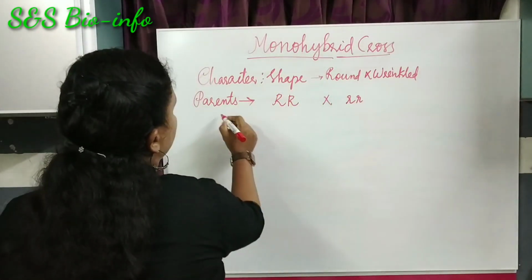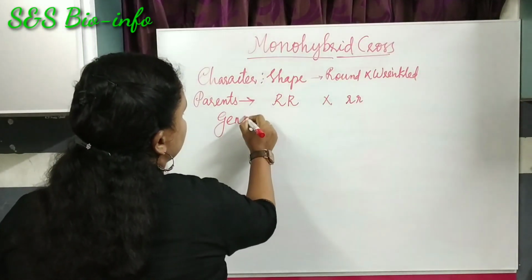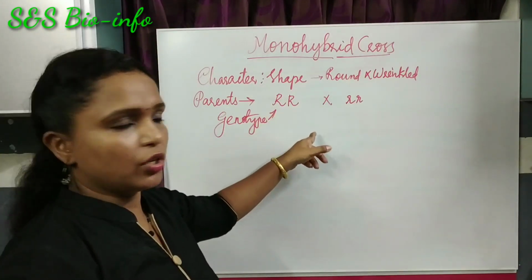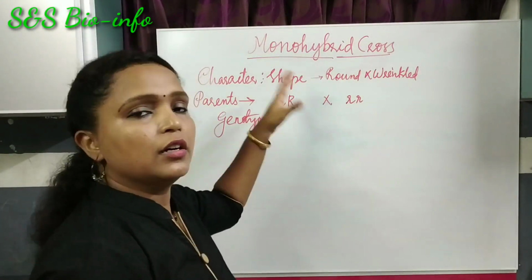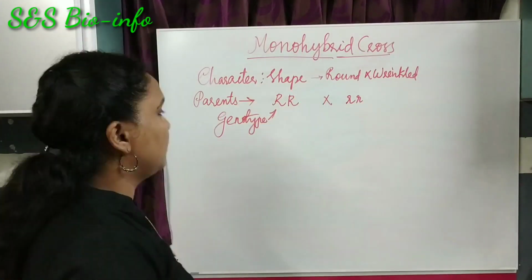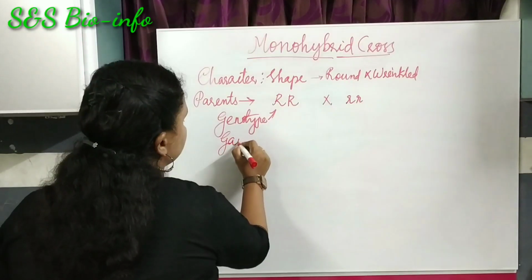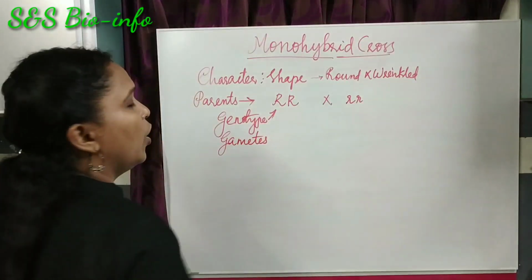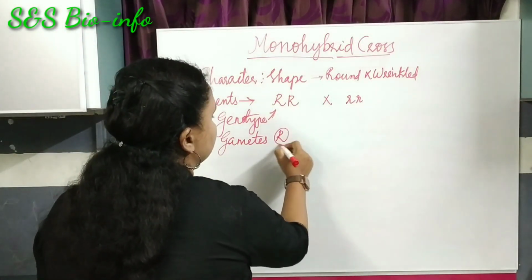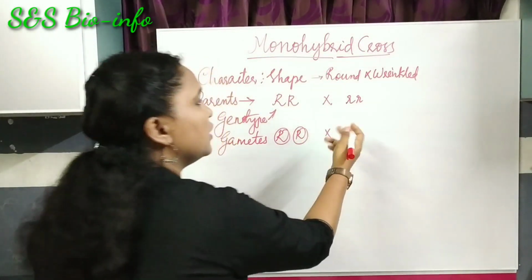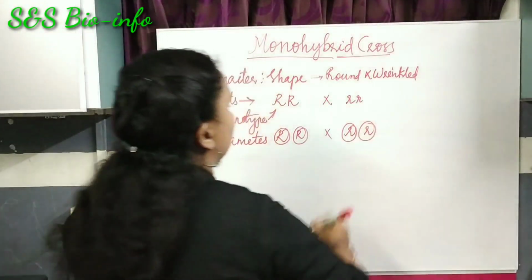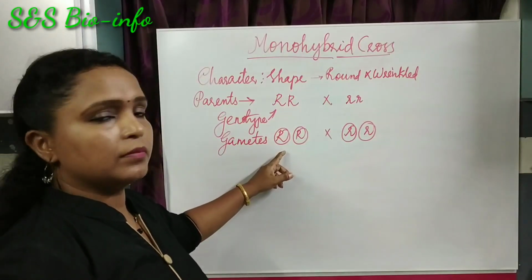Then the genotype. This is called the genotype of both parents. First one can be considered as the male parent. The second one can be considered as the female parent. Then the gametes. Only one type of gamete is formed in the case of first parent, and similarly one type of gamete in the second parent. Gametes must be encircled like this.